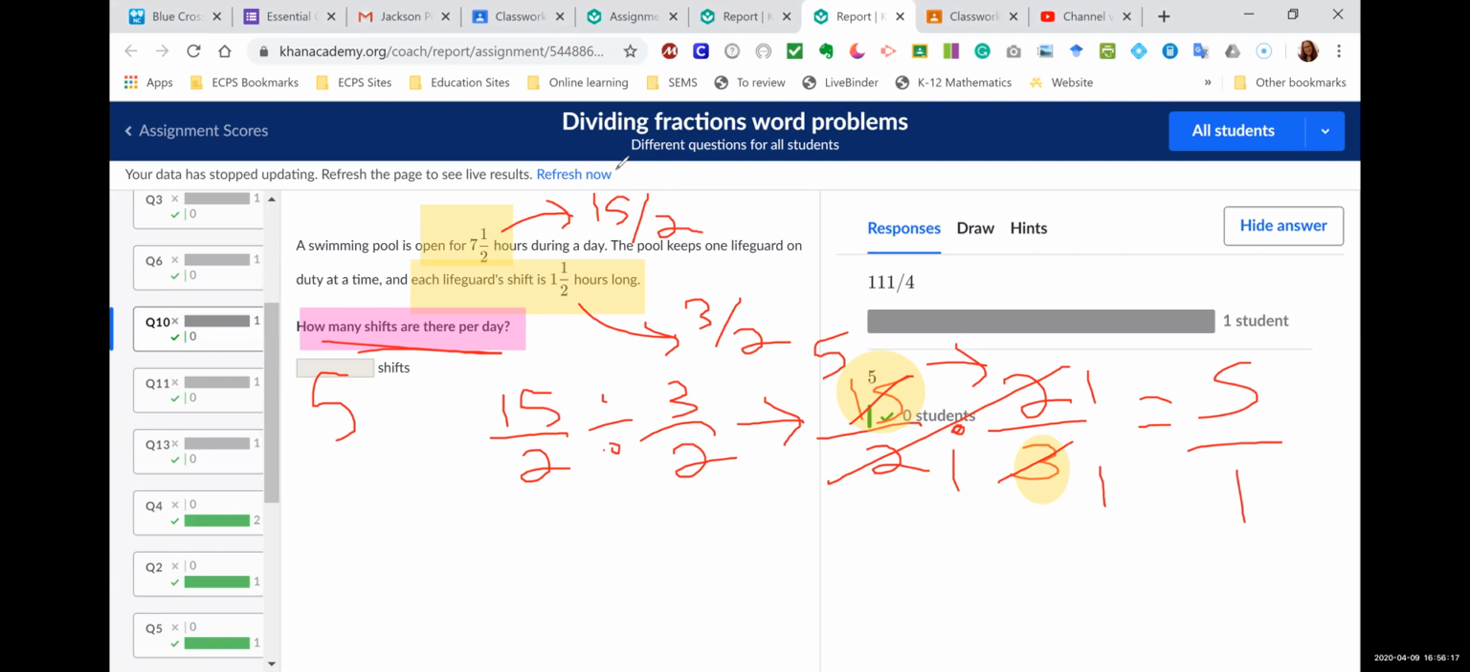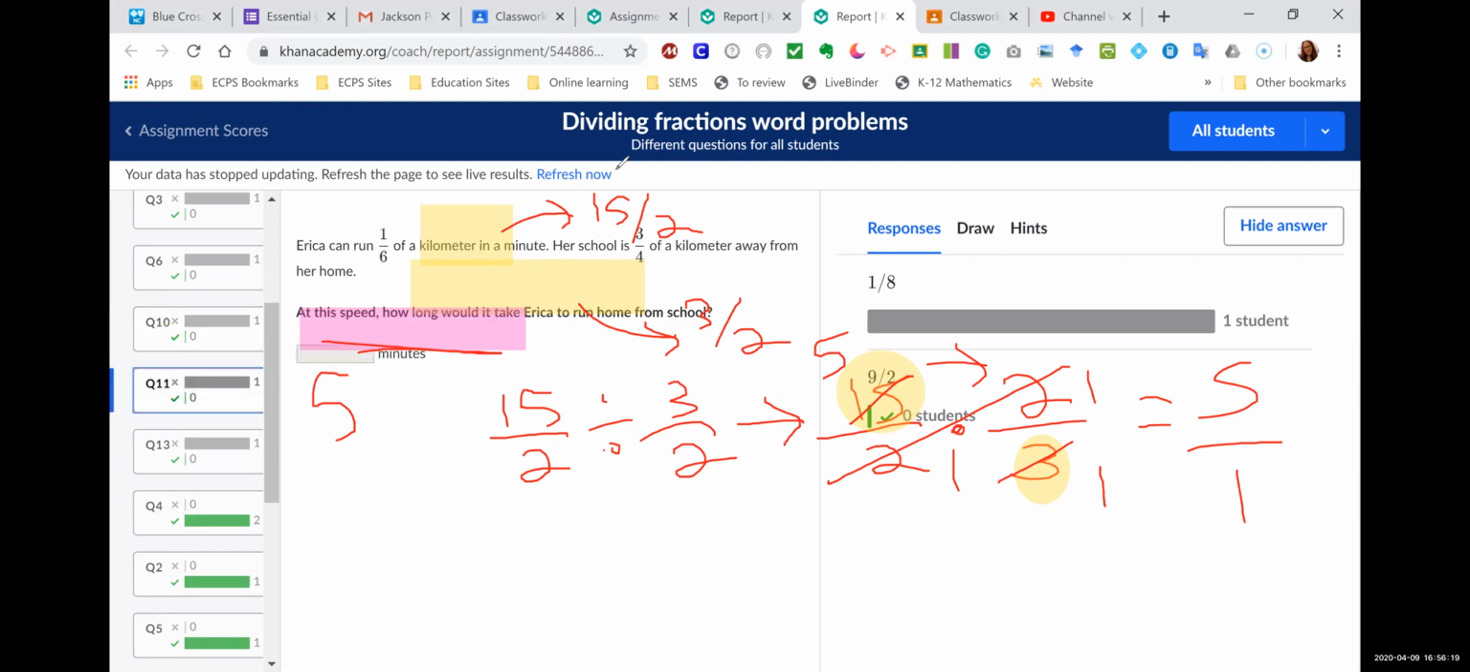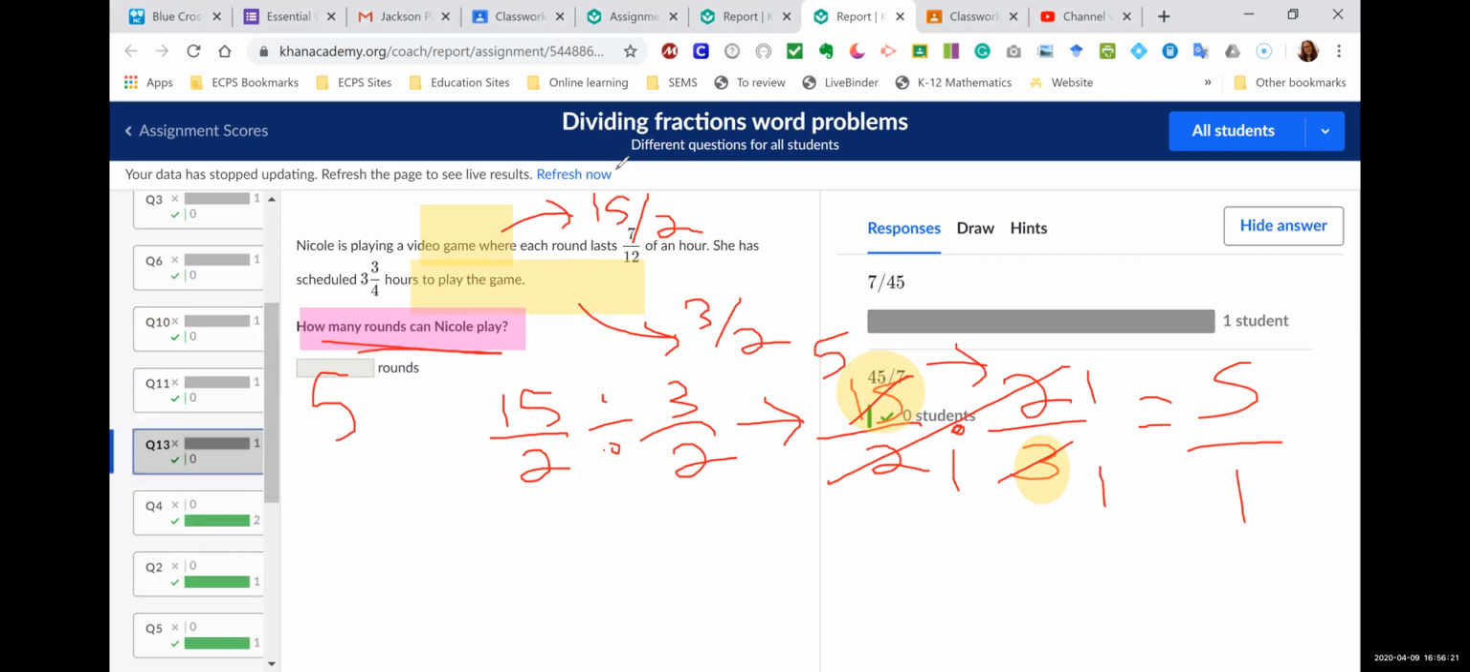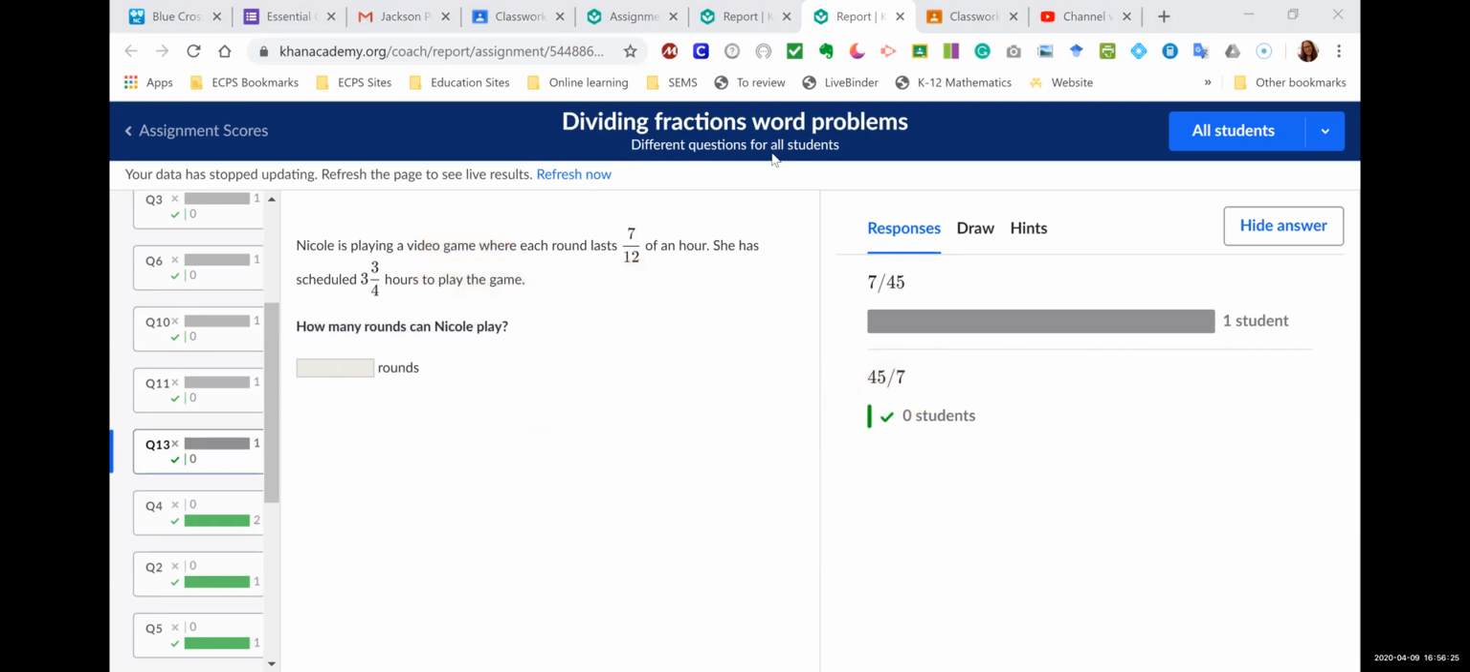All right. Let me look at these real quick. We're going to do this one. This will be our last one. All right. So Nicole is playing a video game where each round lasts 7/12 of an hour. So each round is 7/12 of an hour. She has scheduled 3 3/4 hours to play the game. And what it wants to know is how many rounds can she play?